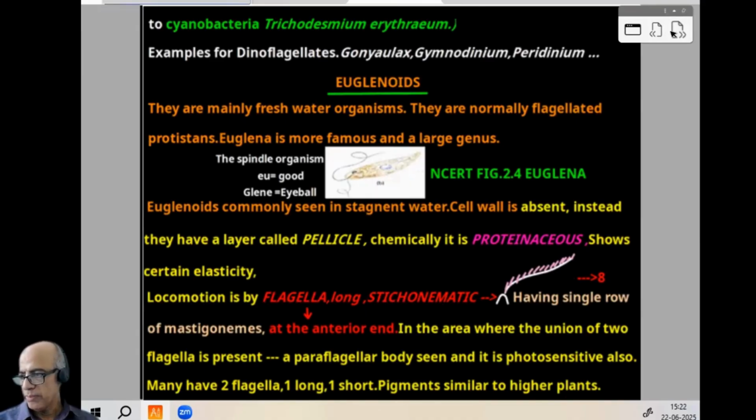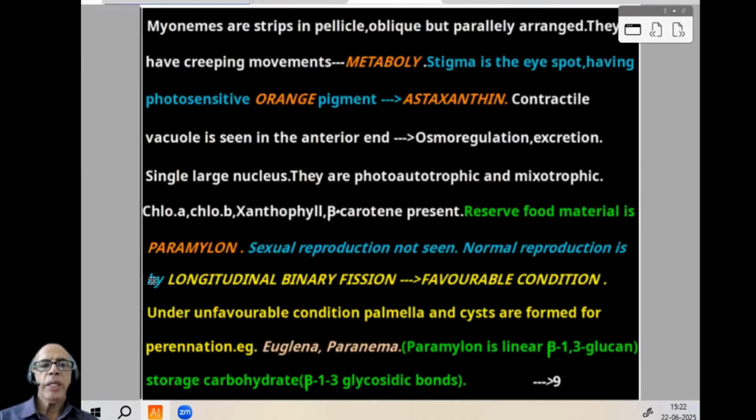Now, myonemes. Myonemes are strips in the pellicle. Pellicle means outer covering; they are oblique but arranged in parallel. They have creeping movements, and it is called metaboly. Stigma is the eyespot, having a photosensitive orange pigment, astaxanthin. Contractile vacuole is seen at the anterior end. Osmoregulation and excretion will be the function. Single large nucleus. They are photoautotrophic and mixotrophic. Chlorophyll A, B, xanthophyll, beta-carotene are present.